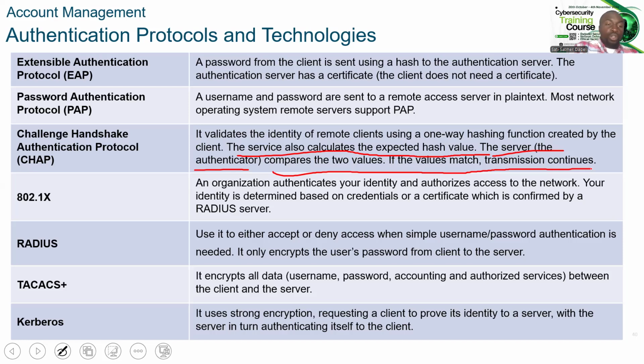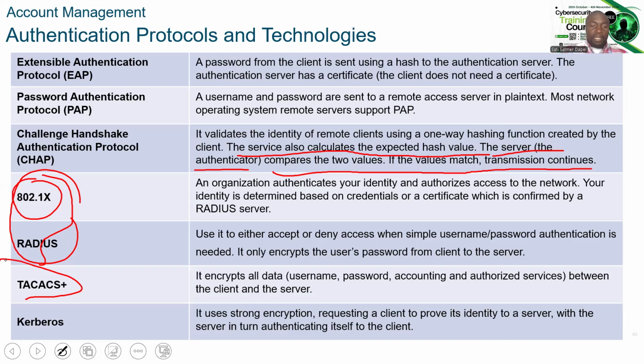Then we have 802.1X, all right? An organization authenticates your identity and authorizes access to the network. Your identity is determined based on credentials or a certificate, which is confirmed by the RADIUS server, all right? So in most cases, if you have a MikroTik router box in your university or your institution or organization, you will discover that it runs this particular protocol. Even the Windows RADIUS server, when you're configuring a RADIUS server on Windows Server, it also runs on this particular protocol.